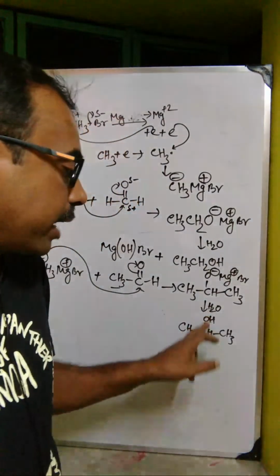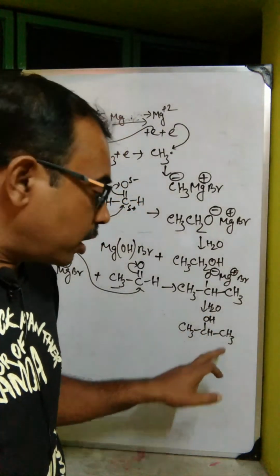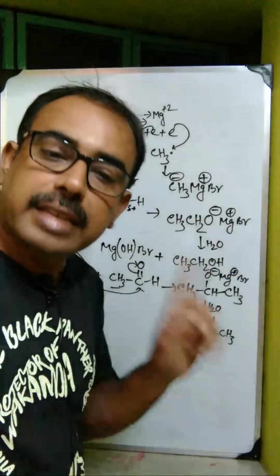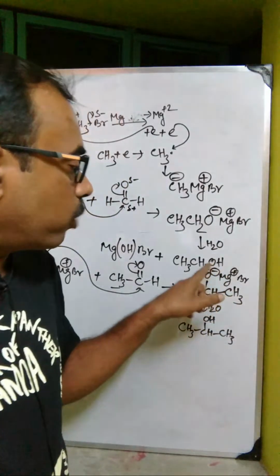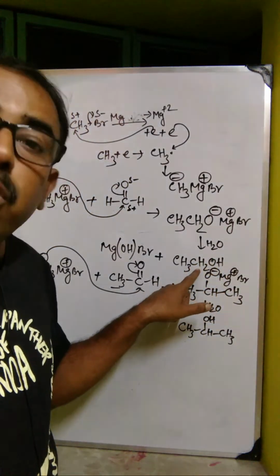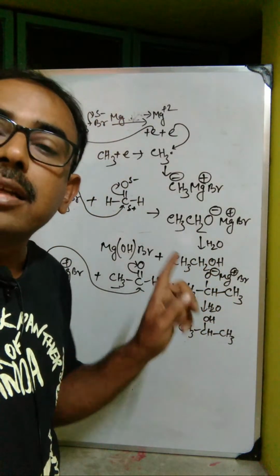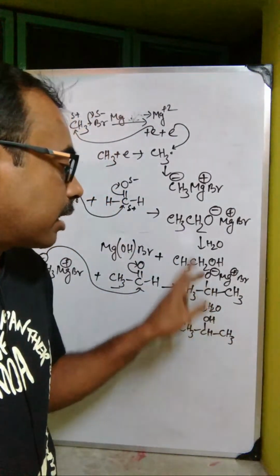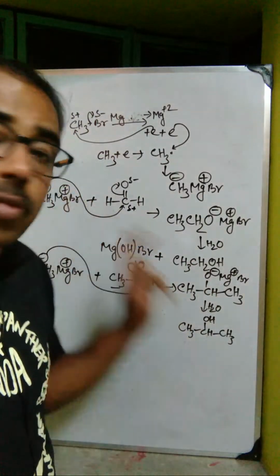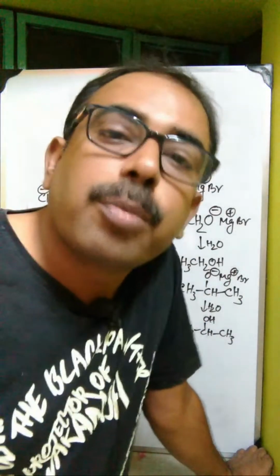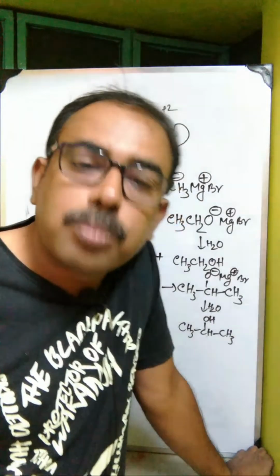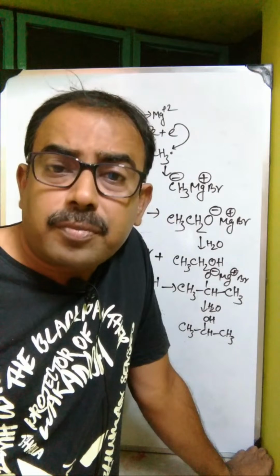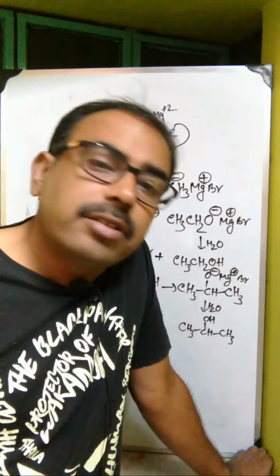If the OH-carrying carbon is directly bonded with two carbon atoms, then this alcohol is called a secondary alcohol. And when the OH-carrying carbon is bonded with a single carbon atom, then it is called a primary alcohol. When Grignard reagent is treated with formaldehyde, a primary alcohol is formed, and when Grignard reagent is treated with acetaldehyde, a secondary alcohol is formed.